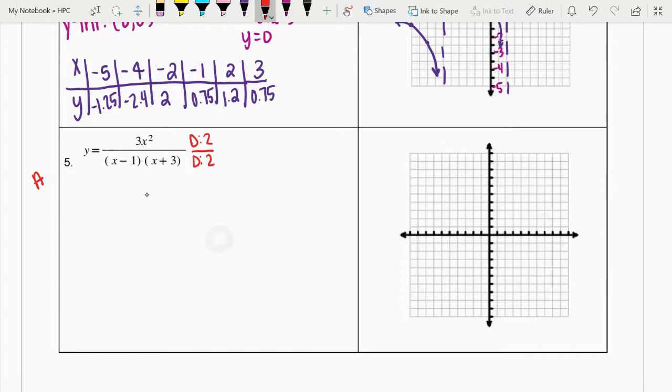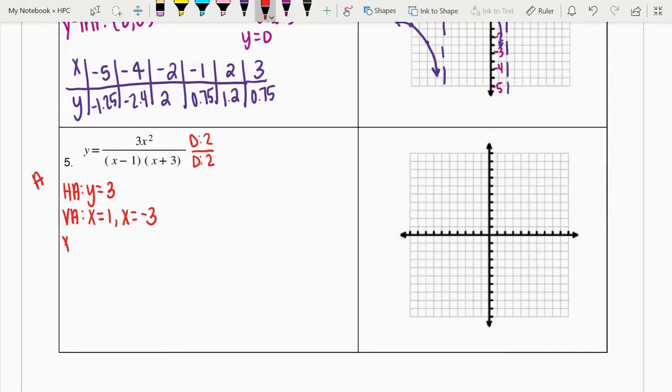Okay, so my horizontal asymptote is going to be y equals, now if I were to double distribute, I would end up with x squared. So the coefficient would still be 1. So I would have 3 over 1. So my horizontal asymptote will be y equals 3. My vertical asymptote will be x is equal to +1 and x is equal to -3.